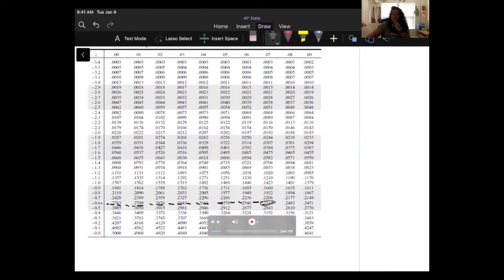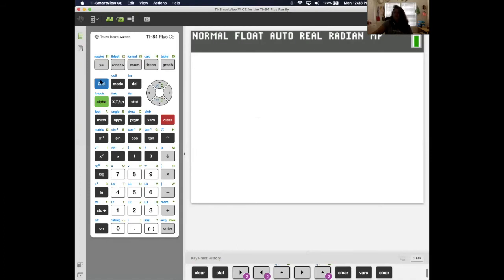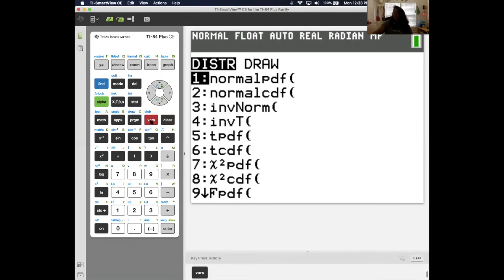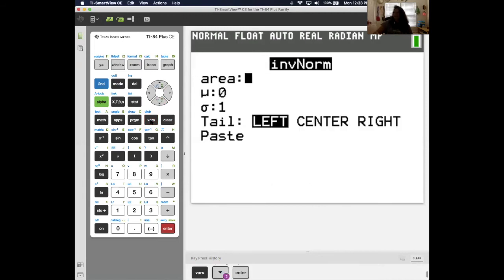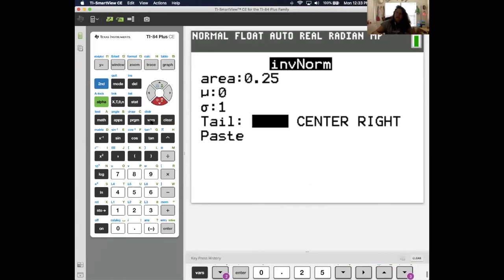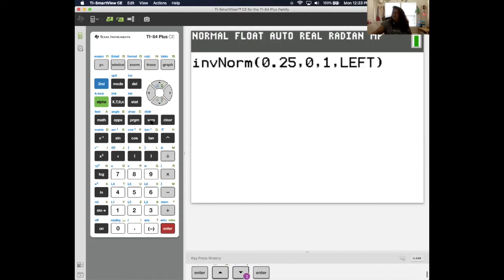What's the other way that we can find the z value without using the table? Well, if you have your calculator, you can also do that. So I'm going to pull up the calculator. We go to second, vars to get our distribution, and we go to inverse norm. Remember that inverse norm gives us the z-score associated with the p-value. In our case, the p-value is 0.25. Our mu and standard deviation are 0 and 1, and the tail is left because we're trying to shade to the left. This gives us a z-score of negative 0.6744, and I rounded to 0.6745.